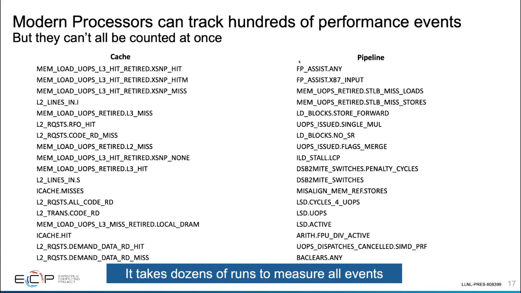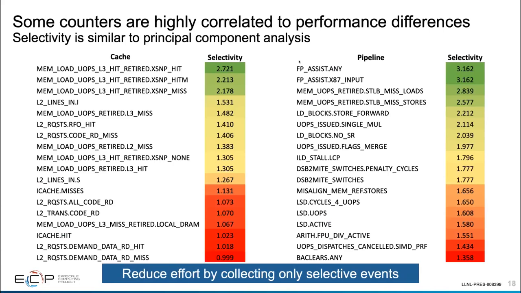Now, like I said, you can track hundreds of events, but you can't measure them all at the same time. And if you want to get statistically meaningful values for these things, you may have to run the code several times. That can mean it takes many dozens of runs to get statistically significant values for all of the events. Now, that's clearly very burdensome. And so we really wanted a way to focus in on the counters that were most meaningful. And so to do that, we came up with a selectivity metric.